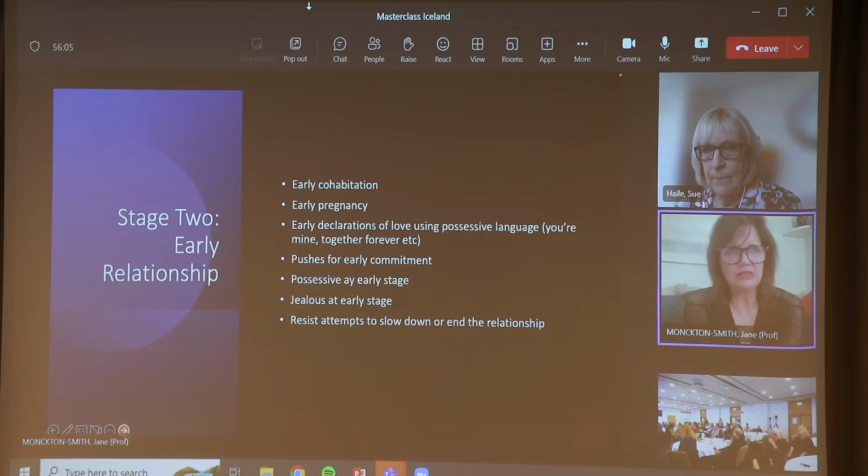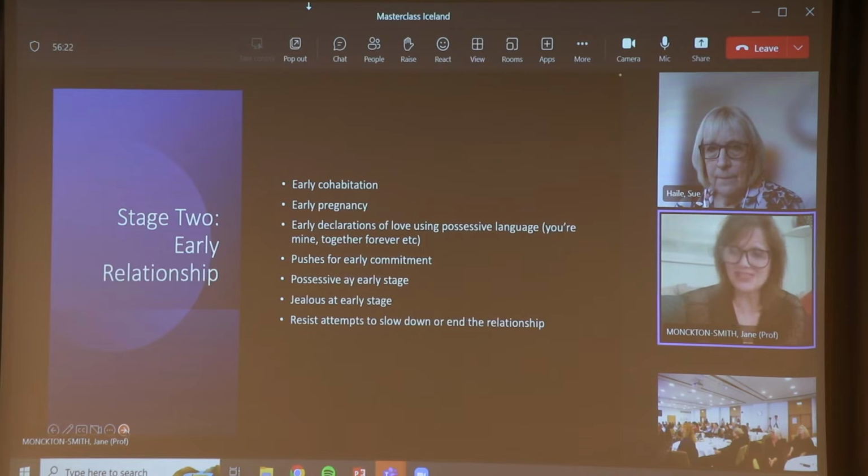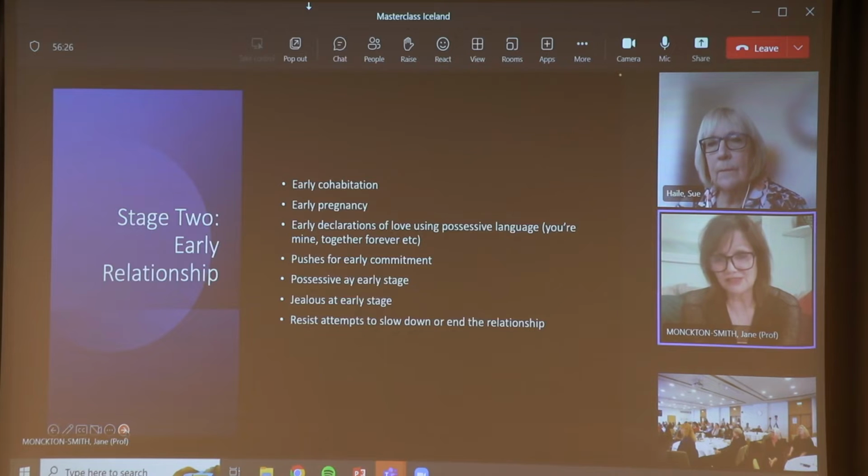So it could be the first time you have sex with them. It could be the first time they declare love. It could be when you move in together. It'll differ for different controlling people. But they are really, really keen to get that commitment, because once they get the commitment, they feel they have rights in the relationship, and now the victim has responsibilities. And the possessiveness and the jealousy usually come in really, really quickly.